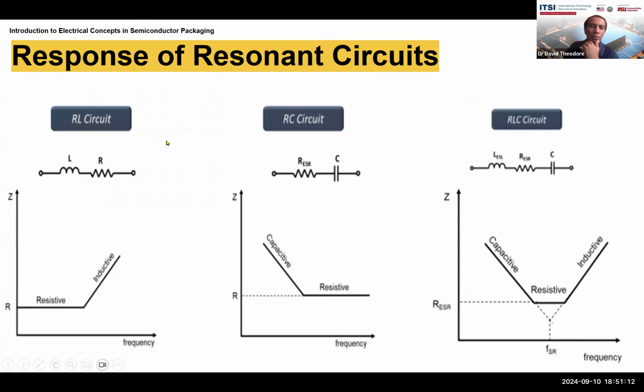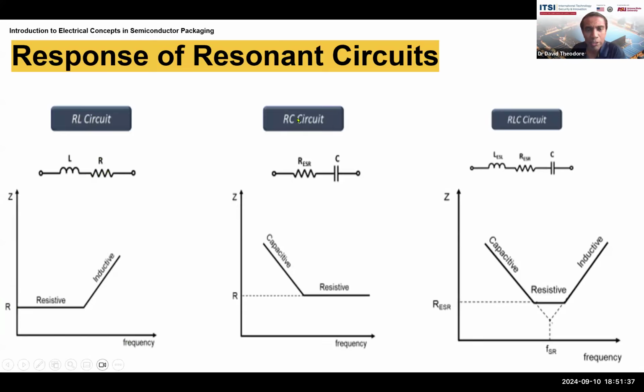So in the case of resonant circuits, we implied that those circuits were resonant, they were resonating at certain frequencies. So this is the behavior of a resonant circuit where an RL circuit has an inductance and a resistance in series. If you look at its impedance, Z, as a function of the frequency, at low frequencies, the resistance dominates. At high frequency, the inductance dominates.